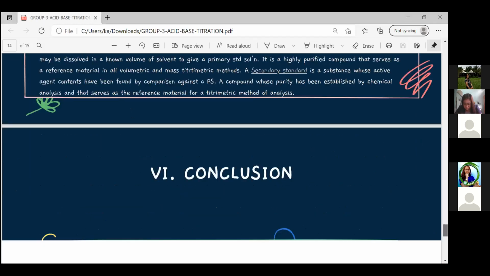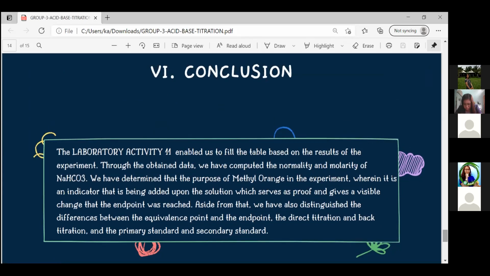So next, for the conclusion. Ikaw na lang siguro, Kyle. Wala man gud si Abigail. Sige, basahin ko na lang tong conclusion niya.